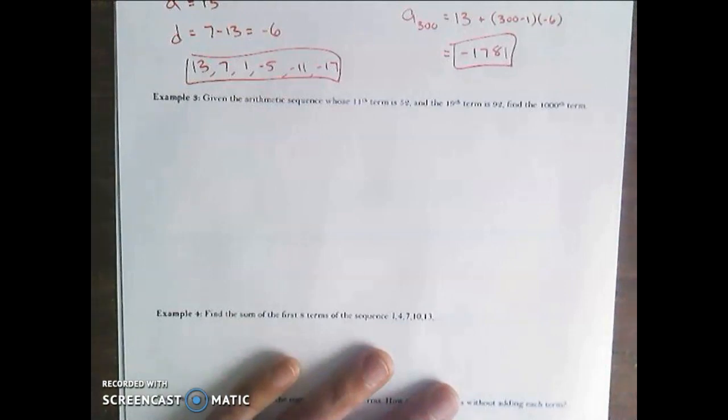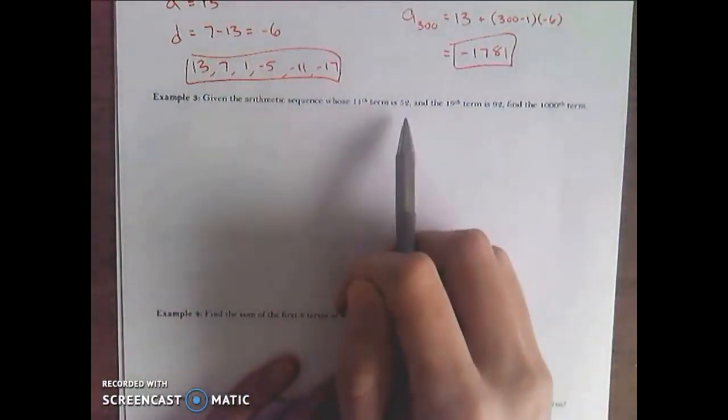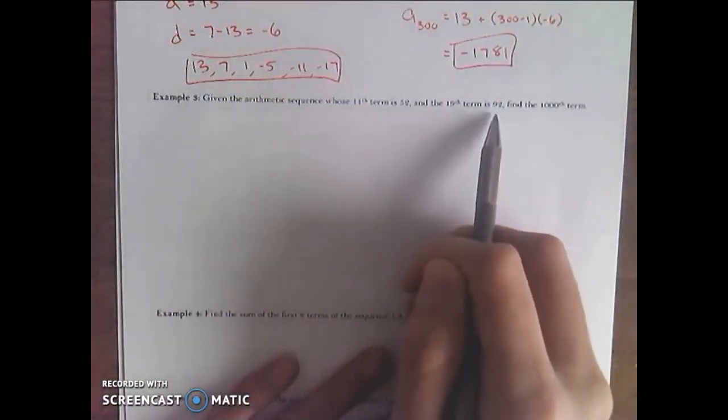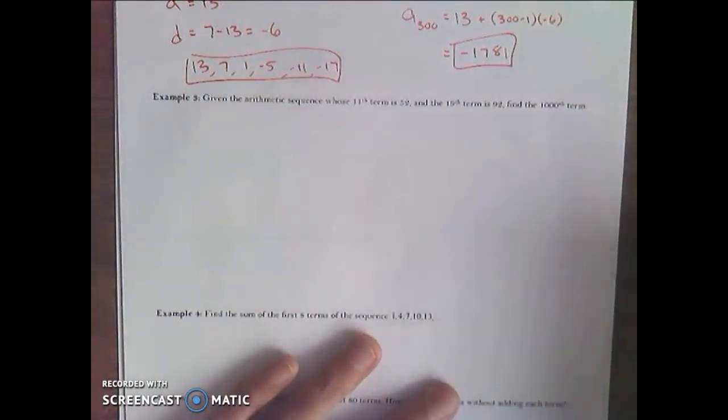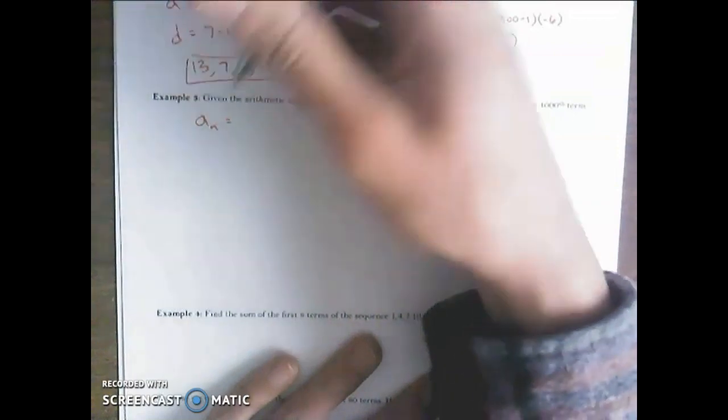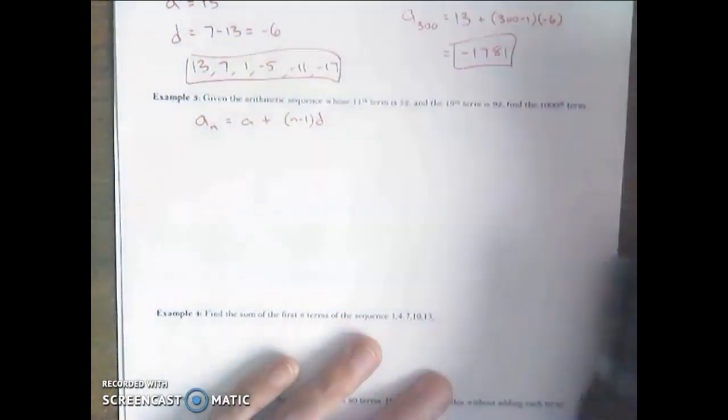Let's try example 3. I've given you an arithmetic sequence whose 11th term is 52, the 19th term is 92, and I want the 1,000th term. So again, I'm just going to write the general form for an arithmetic sequence. We have an equals a plus n minus 1 times d.